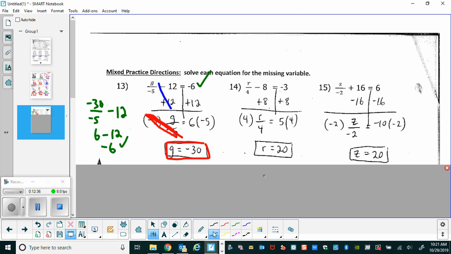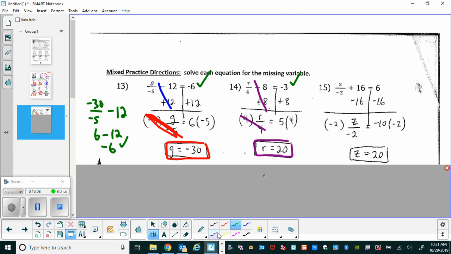All right, so let's take a look at number 14. If the constant is a negative 8, we're going to add 8 to both sides so I can cancel it out. And on this side, negative 3 plus 8 is 5. That's where I got the 5. Now, since my denominator is 4, I'm multiplying both sides by a 4 right here. So r is all by itself, and 5 times 4 is my 20. You can check mentally. 20 divided by 4 is 5. And 5 minus 8 is a negative 3.